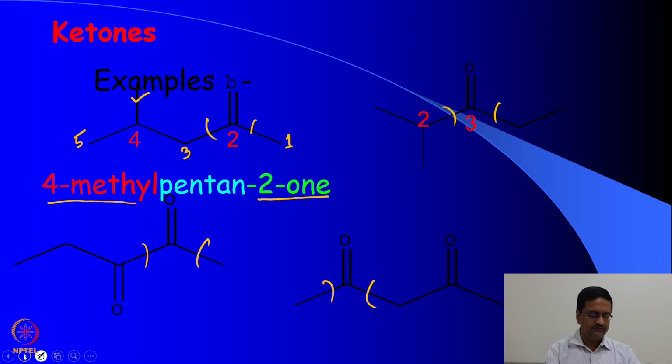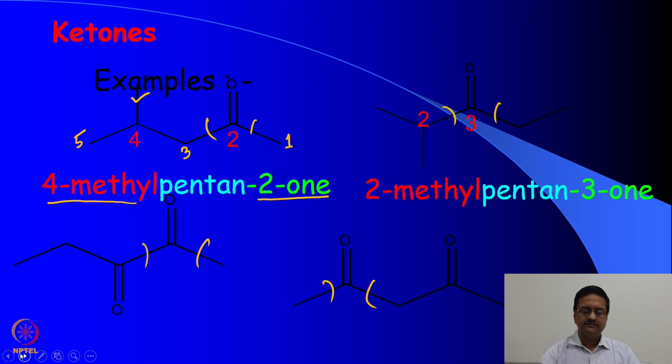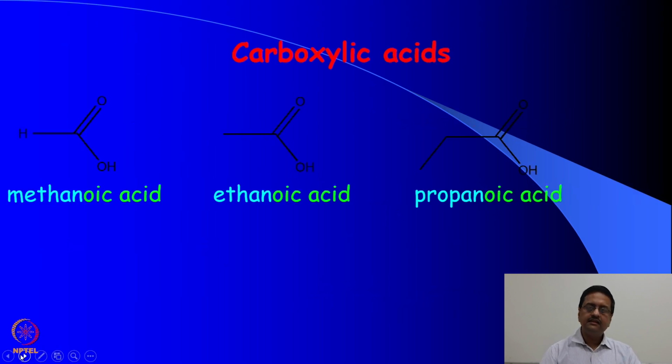The next compound that we have here is 2-methyl pentane 3-one, because the carbon atom at number 3 contains the ketone carbonyl group or the ketone moiety. So, I leave the other 2 ketones for you to identify the name of those compounds.